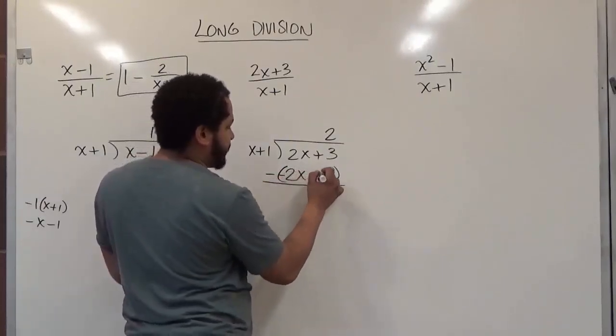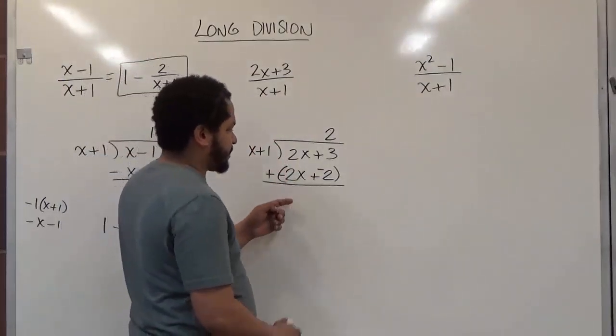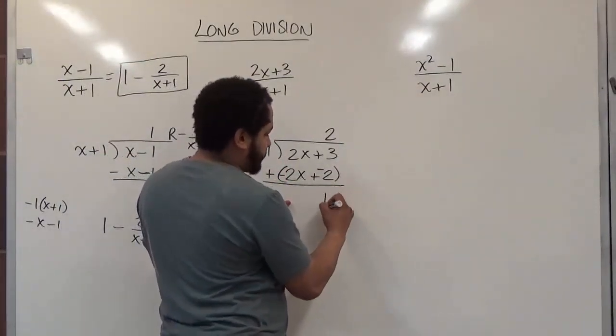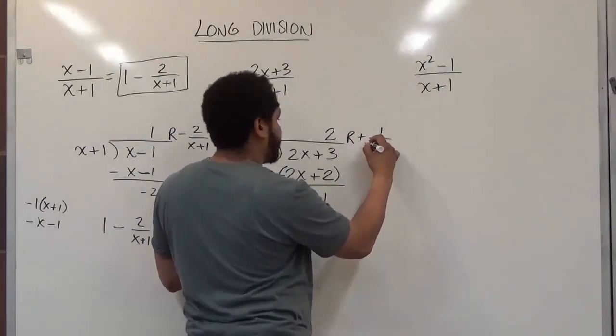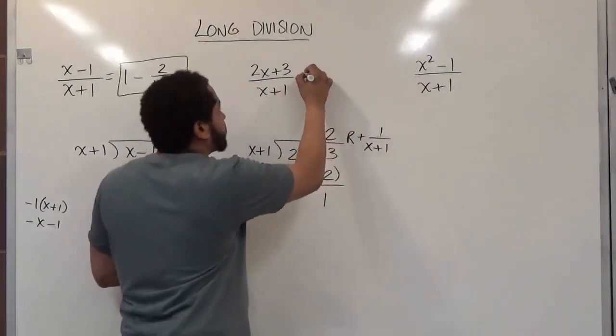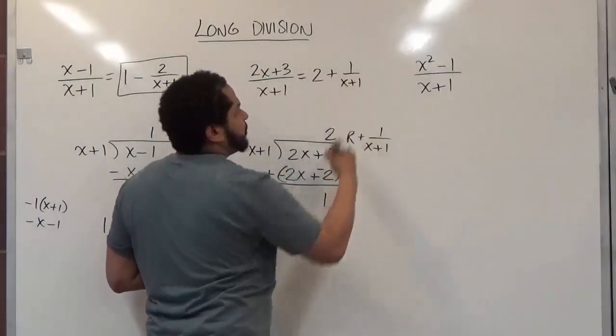So this becomes negative, this becomes negative. And now this and this add up to 0x. 3 take away 2 is just 1. 1 is the remainder and it's positive. So we have positive 1 over x plus 1. The quotient here will become 2 plus 1 over x plus 1 in long division form.